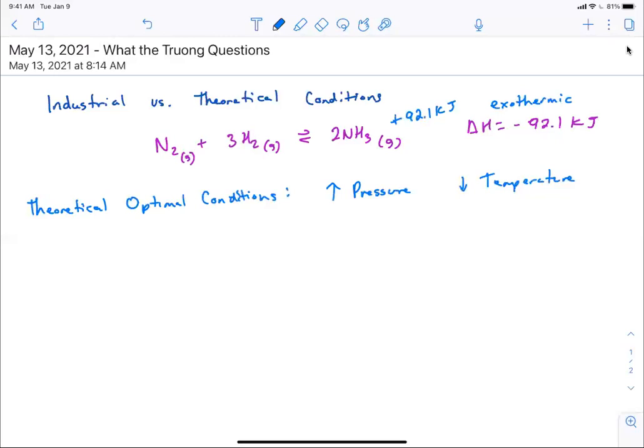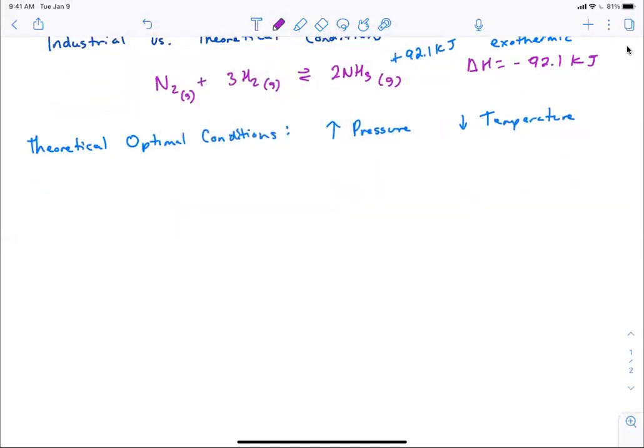So that itself is a question the IB could ask. It might be like, here's the Haber process. Question A, state the change in the position of equilibrium when pressure is increased. Part B, state the position of equilibrium change when temperature is increased. And then part C would be, well, in industry, you'll see that they run it at 200 atmospheres, which is about 20,000 kPa, and 450 degrees Celsius.